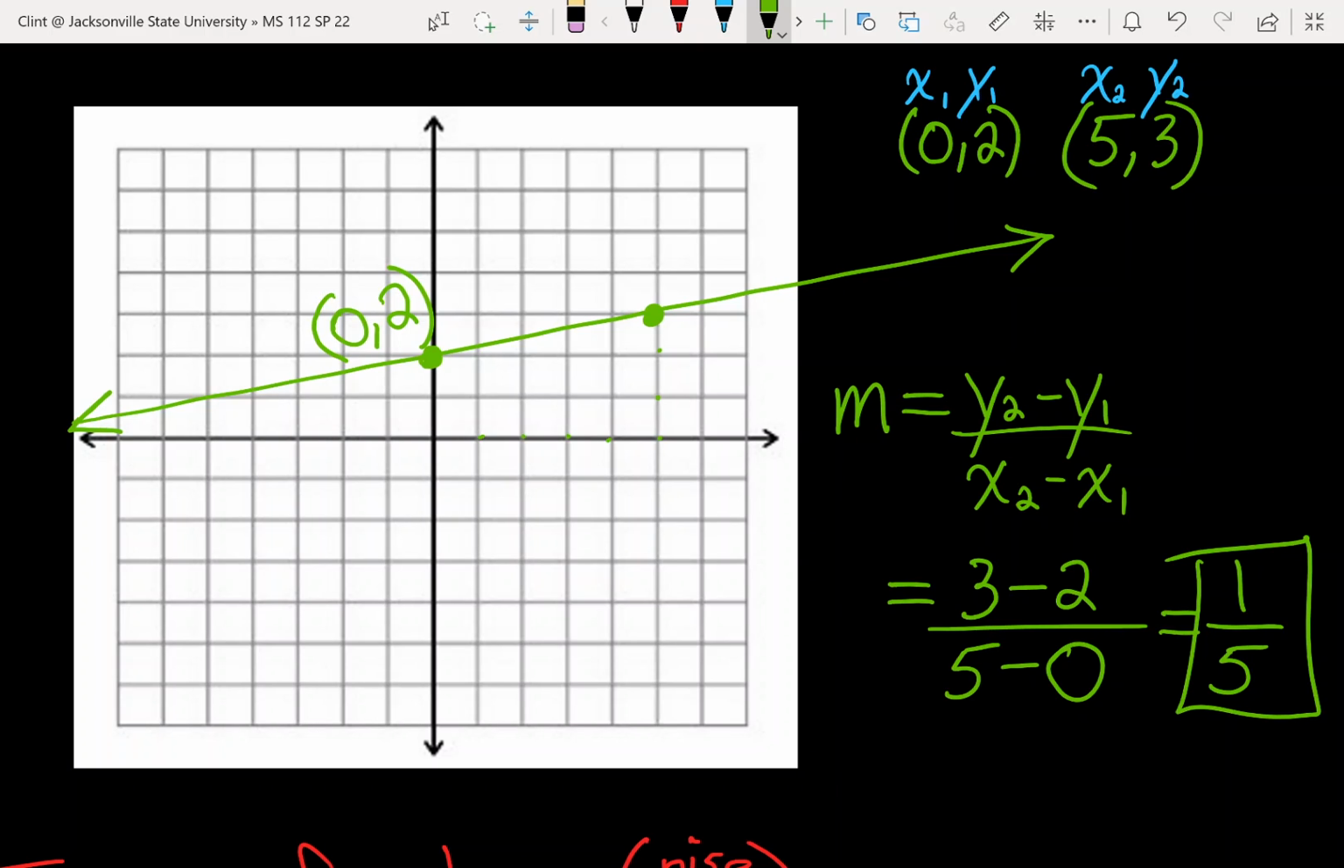And it's positive. We could kind of tell that already from our picture, right? Because it's rising from left to right. So positive slope.